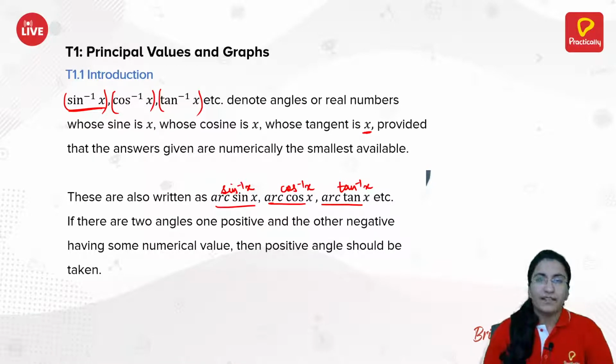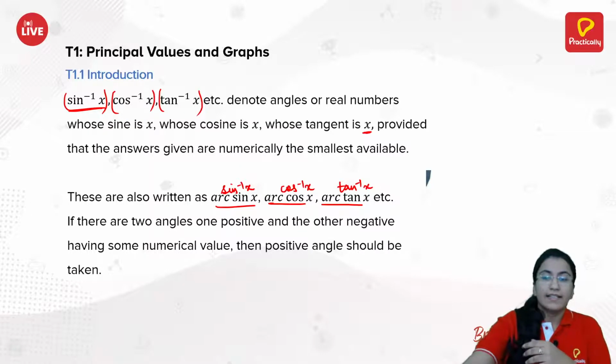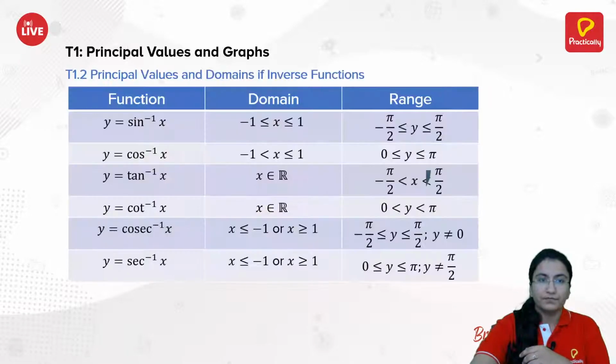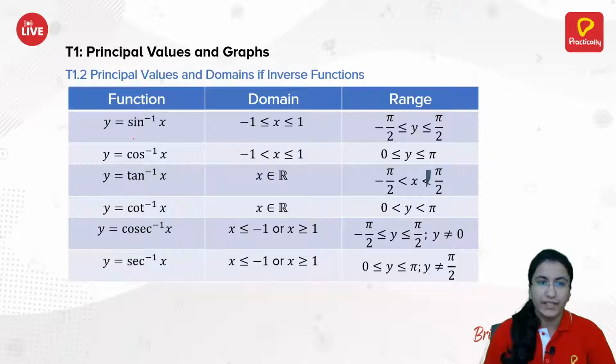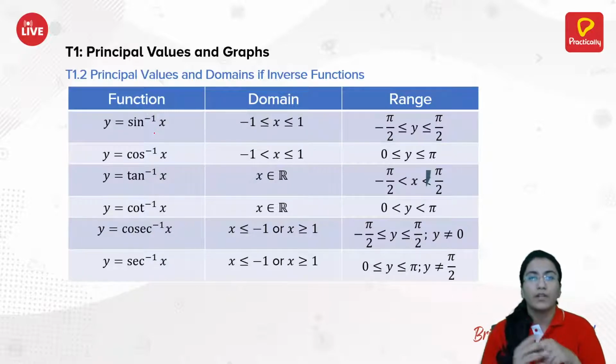Wherever you see arc sin x, cos x or tan x, these are the same as inverse trigonometric functions. Let's discuss what the domains and ranges are, if we want to say that an inverse trigonometric function exists. We have some constraints over the domain and ranges. Let's discuss all those. We have the functions and their domains and ranges listed here. If we have sine inverse x, its domain is from -1 to 1.